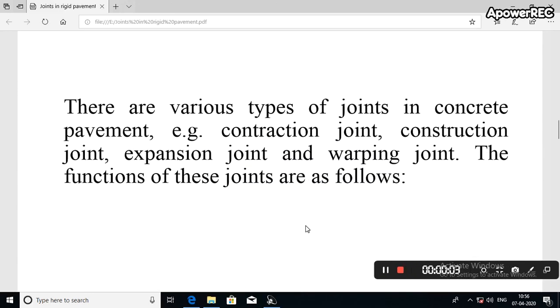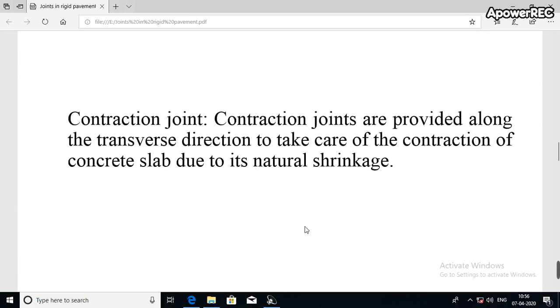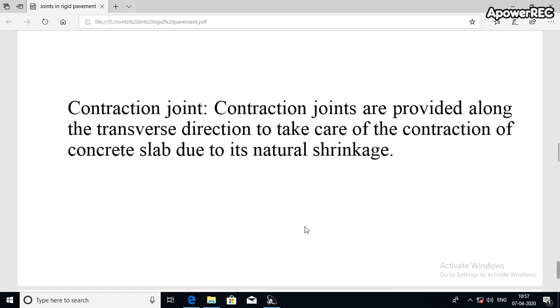Now there are various types of joints in concrete pavement. That is the contraction joint, construction joint, expansion joint, and warping joint. The functions of the joints are as follows. First of all, the contraction joint. It is very simple: when contraction takes place, the contraction joints, provided in the transverse direction, that is the cross-sectional direction of the road, take care of the contraction of the concrete slab due to shrinkage.